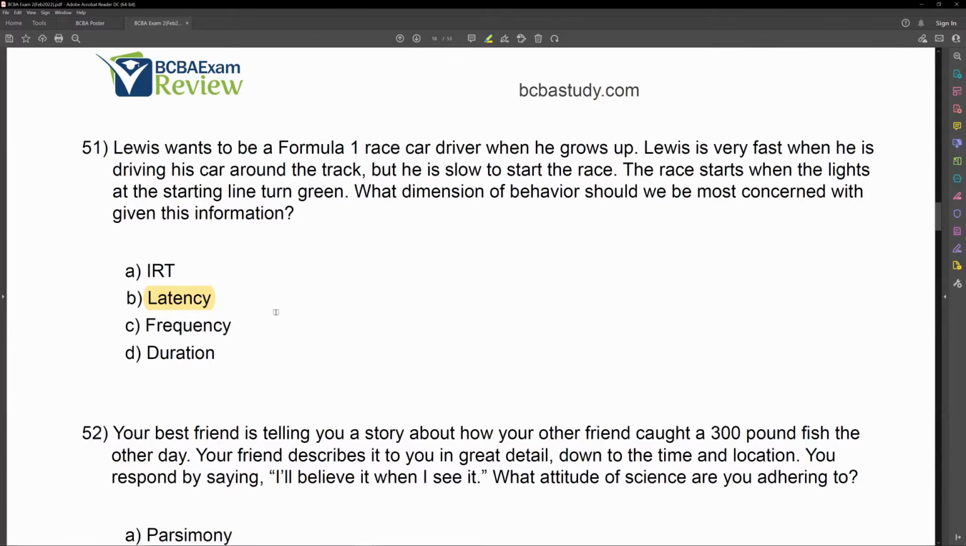Now, what about frequency? Frequency is simply a count. We're not counting any of Lewis's behaviors. And then we just went over duration. We're not worried about Lewis's duration. We already know he's very fast driving around the track. We're much more concerned with the time it takes him to start once the SD signals it's time to start, the SD being the starting light at the starting line turning green.